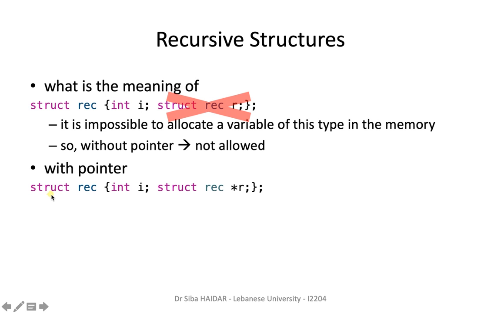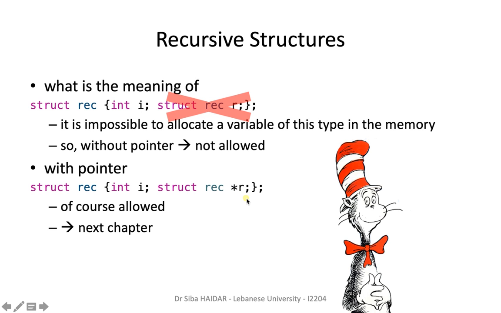What about with pointers? If we write struct rec int i, struct rec star r, is this allowed? Yes, of course this is allowed. And this is the subject of the linked lists, which will be explained in the next chapter.